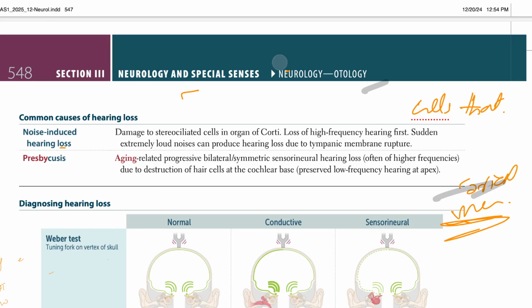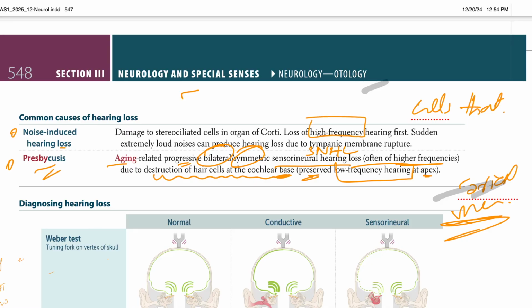But next we have presbycusis. This is aging-related progressive, bilateral, symmetrical, sensorineural hearing loss, which is often of the higher frequencies due to destruction of the hair cells at the cochlear base. So again, the base is affected, so the apex is preserved, so low frequency is going to be preserved. If you think about these two things, all you can remember is that the high frequencies are going to be affected the most.